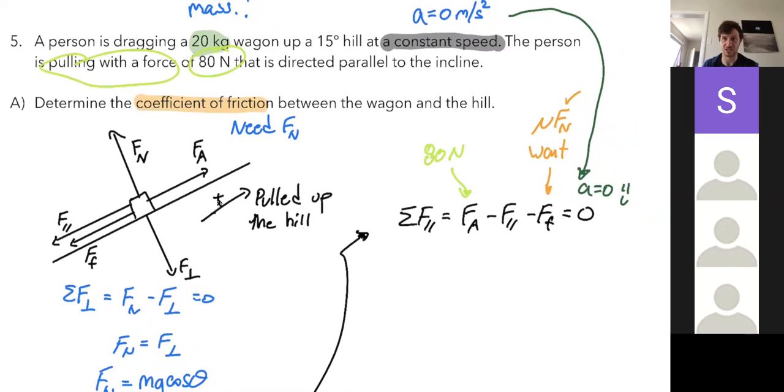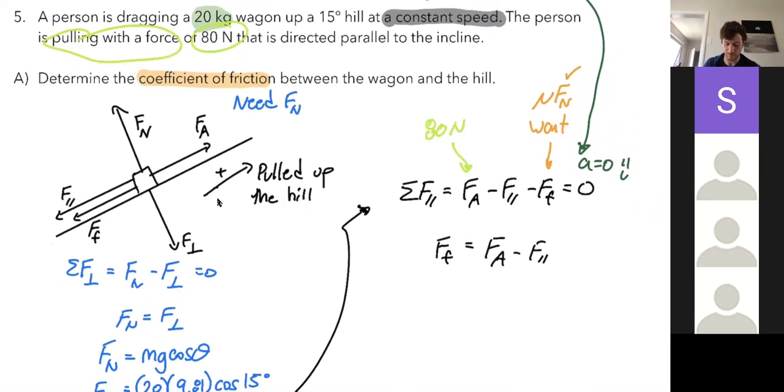F parallel, that's great. We always know F parallel. So we can go ahead and say that the force of friction, mu Fn, is just equal to FA minus F parallel. If we just punch some numbers in here, we've got 80 newtons. We are fighting against 20 times 9.81 times the sine of 15 degrees. There's our F parallel, okay?